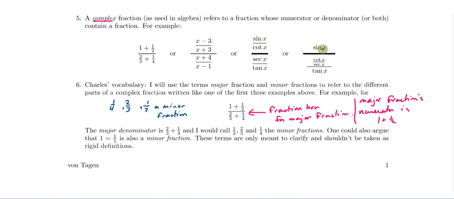So here the major numerator is sine, whereas here the major numerator is sine of x over cotangent of x. And here we have this nested fraction. In fact, this is nested 3 deep. We've got this fraction inside of this fraction inside of this larger fraction, and we try to make it clear to our reader with either the thickness or the length of the bar.